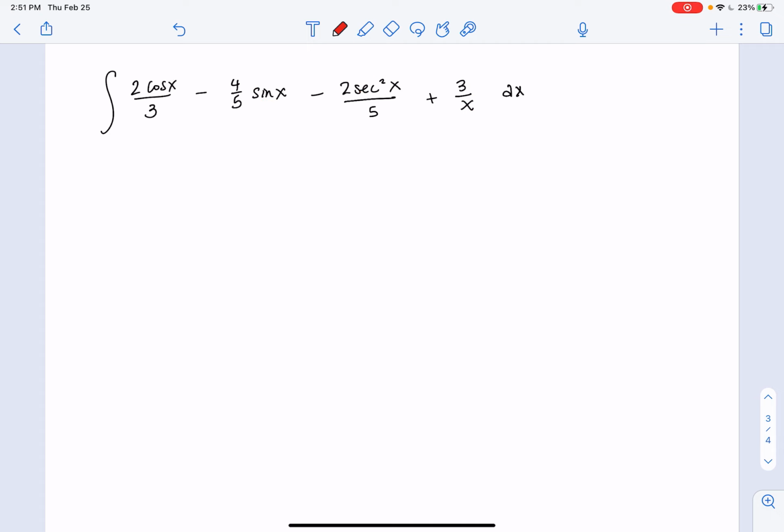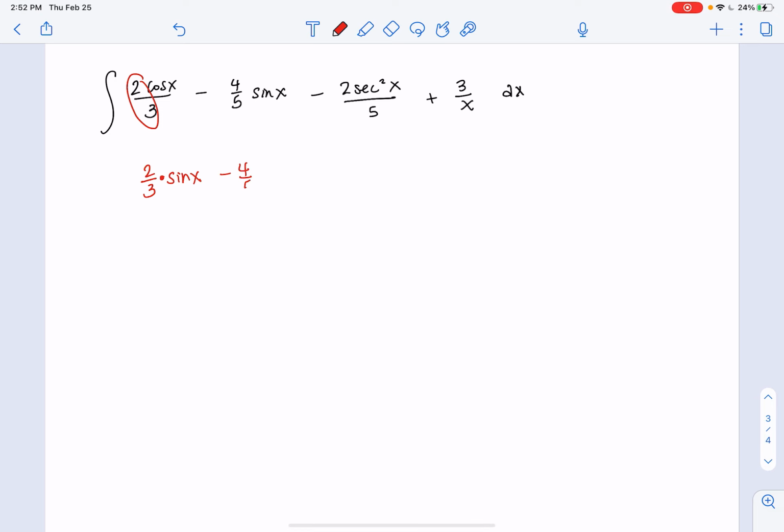So we just need to separate them from the numbers in front. So this 2/3, I'll copy down. Integral of cosine is sine x. Don't forget to put the multiplication. See if you can finish the rest yourself. Look down, and pause the video if you need.